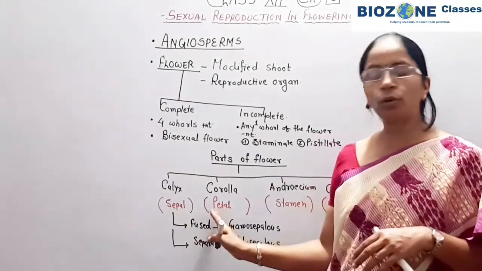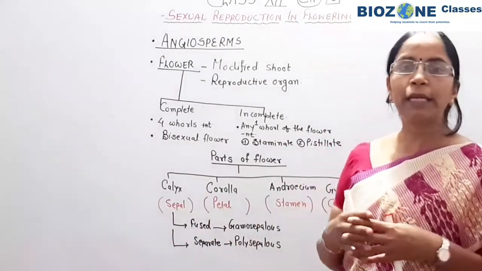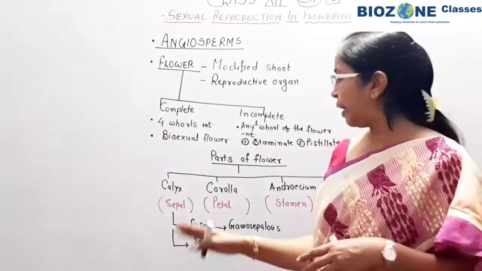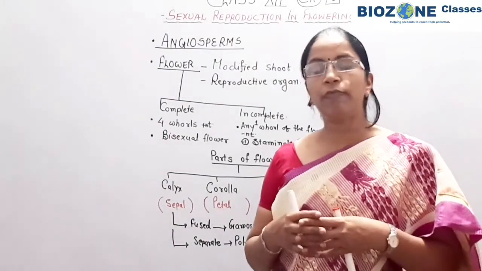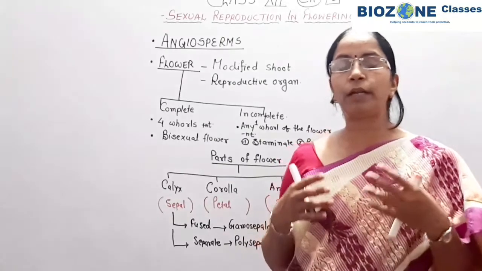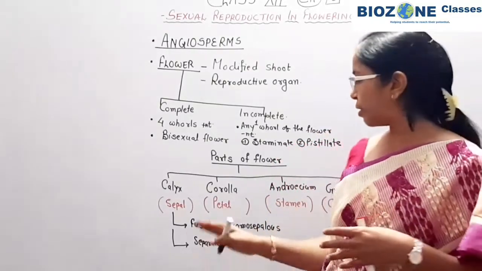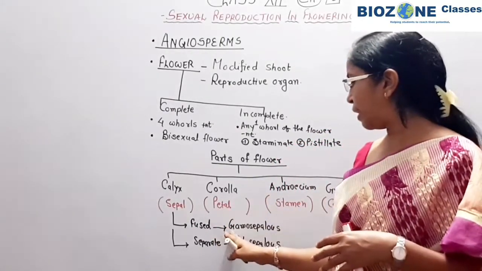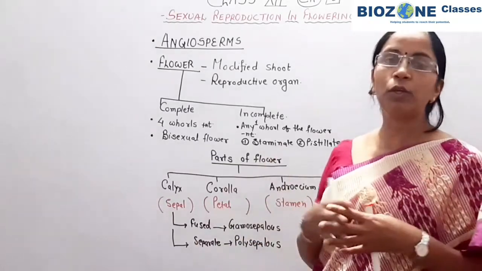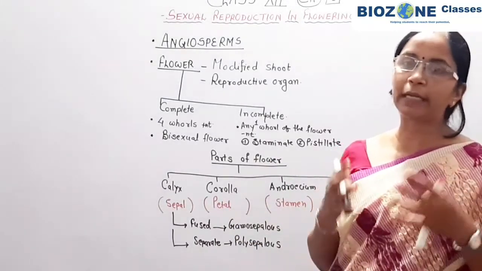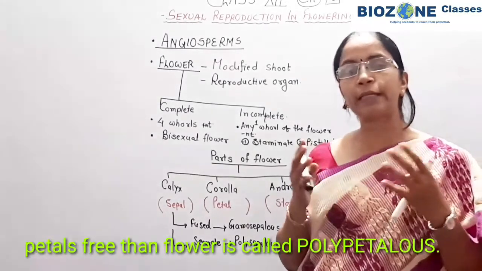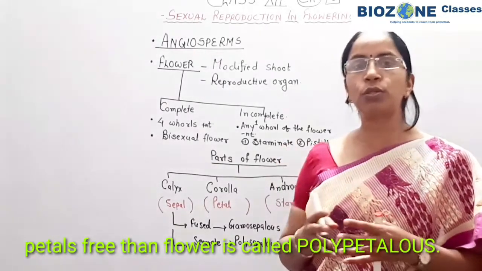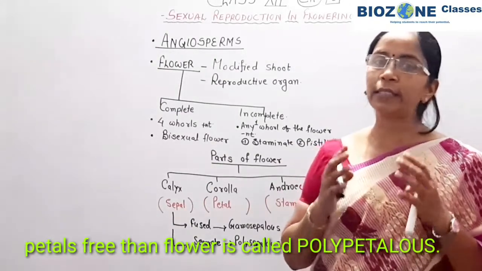So in datura, you remember, gamopetalous flowers are there, and similarly when the petals are free from each other, free petals commonly appear in rose. So over there the term we use is polypetalous. When the petals are free, the flower is called polypetalous. When the petals are fused, then the flower is called gamopetalous.